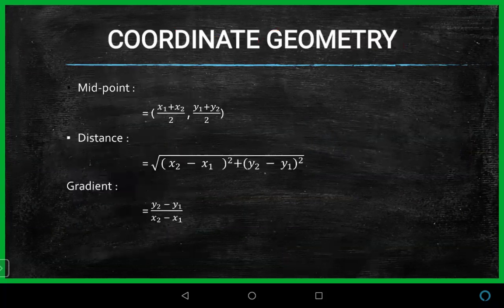In coordinate geometry, we study geometry using a coordinate system, and it is also known as coordinate analytic geometry and Cartesian geometry. In this, we have three formulas we can use. The first one is the midpoint formula.